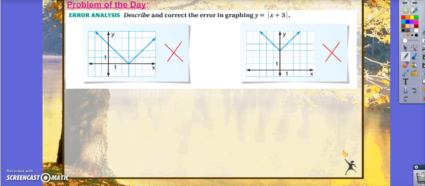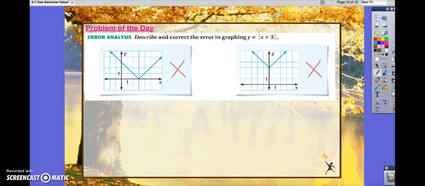All right, so we're finally at the third and final part of lesson 2.7 with absolute value functions. Take a look at the problem of the day: correct the errors in both of them. We're in the final part of lesson 2.7, absolute value functions. It's a little long here, talking about a couple different things. What we're going to take a look at today is absolute value function inequalities. First things first, problem of the day: describe and correct the error in both graphs.